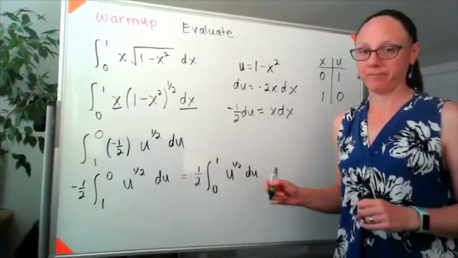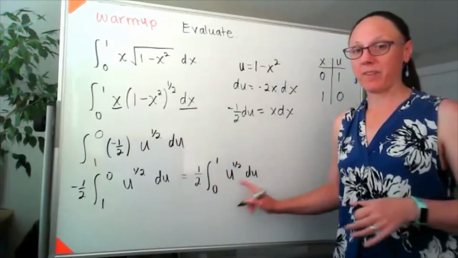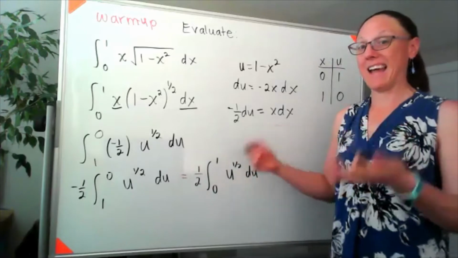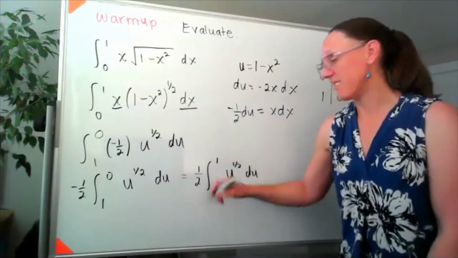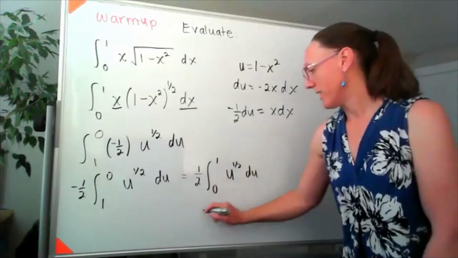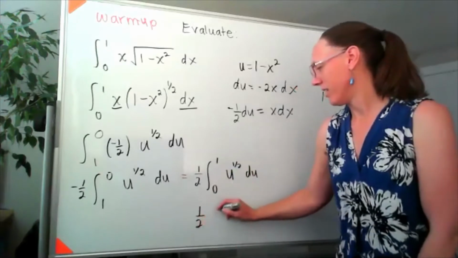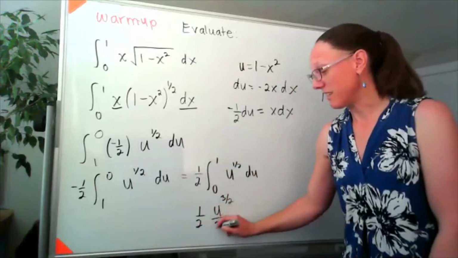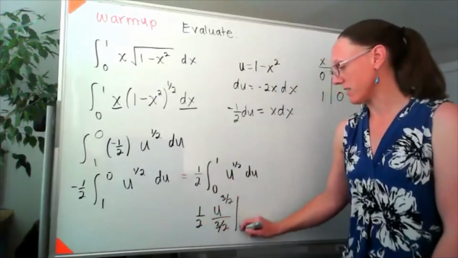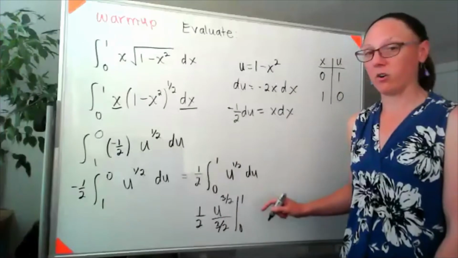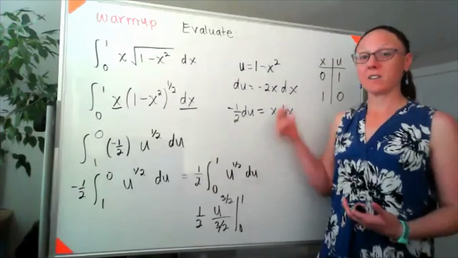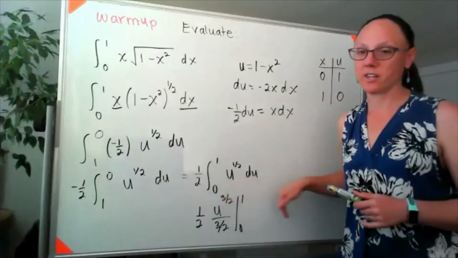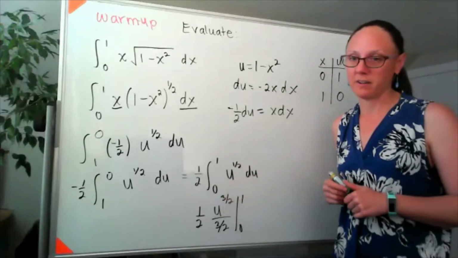That's an option. Either way, I need to find the antiderivative of u to the 1/2, meaning I need to add 1 to the exponent and divide by the new exponent. So I've got that 1/2 u to the 3/2, and then that's going to be divided by 3/2. And we're going from 0 to 1. Because we changed our limits of integration, we aren't going back to x values. We're just going to keep going with this.